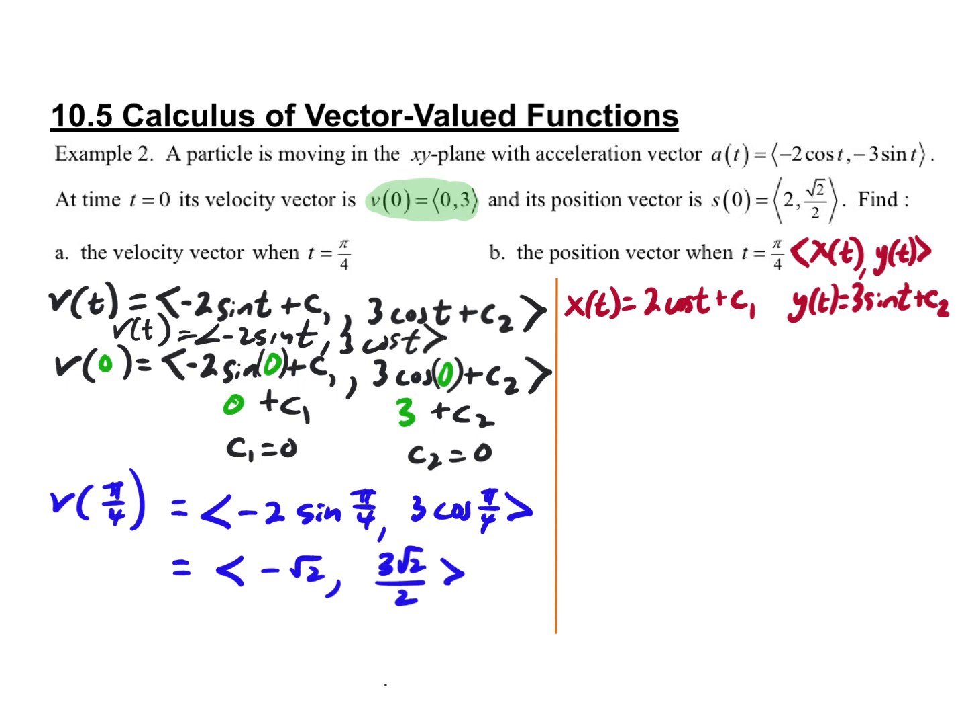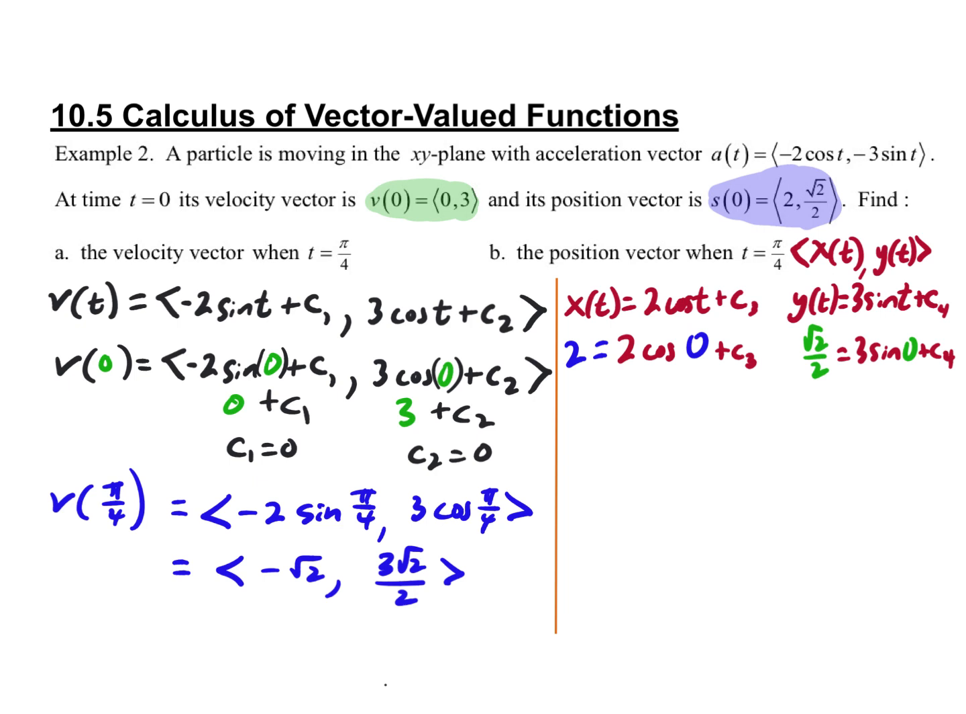Whoever that is. Okay. Then I'm going to plug 0 in for t in both of these and set this one equal to 2, set this one equal to square root of 2 over 2. I actually changed them to C3 and C4 since we already used 1 and 2. So 2 is going to equal what I've plugged in here. In this case, since cosine is 1, this is all 2, so C3 equals 0. And this, of course, is 0, so C4 equals that.